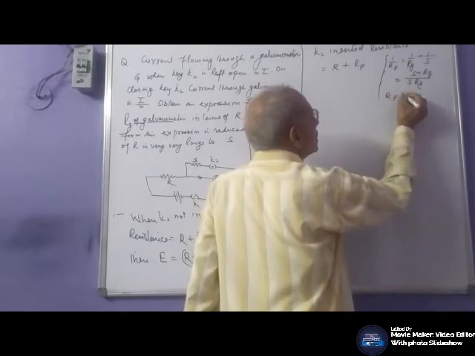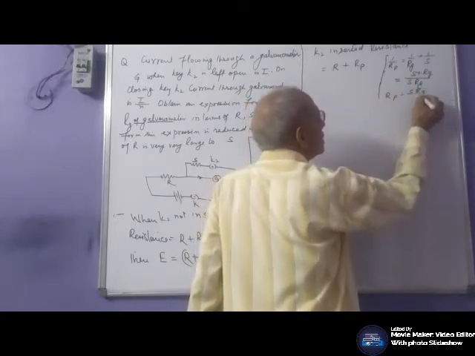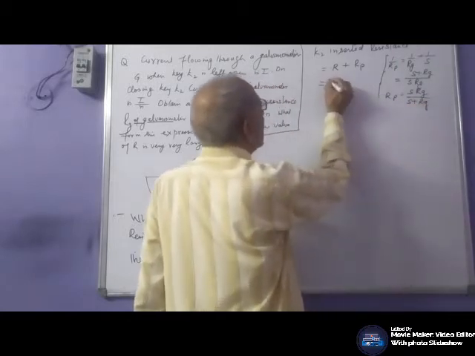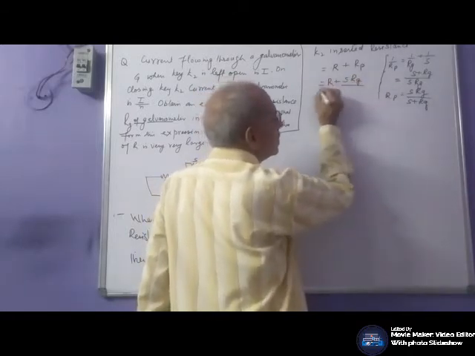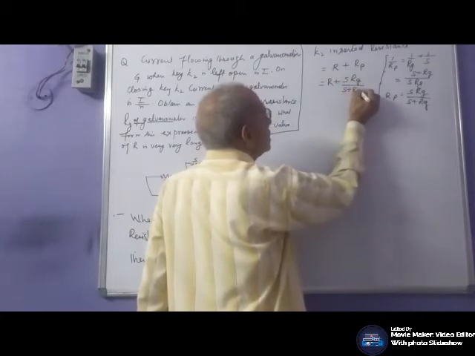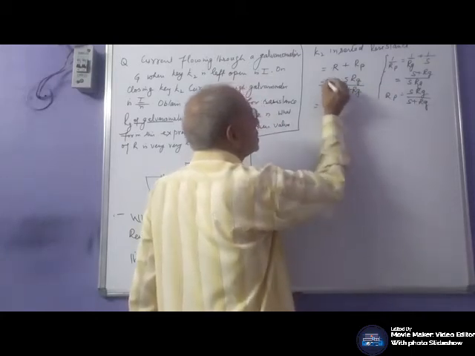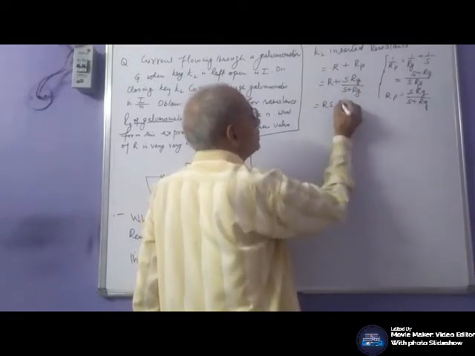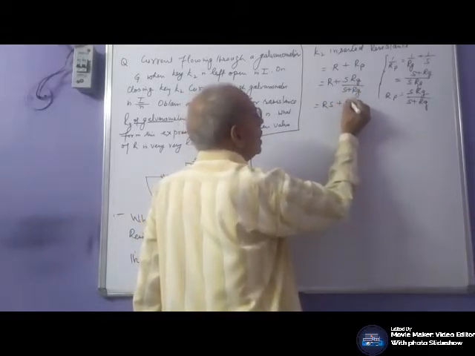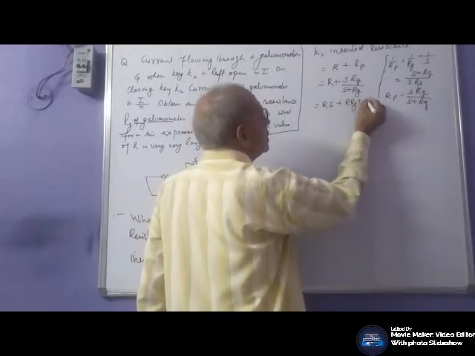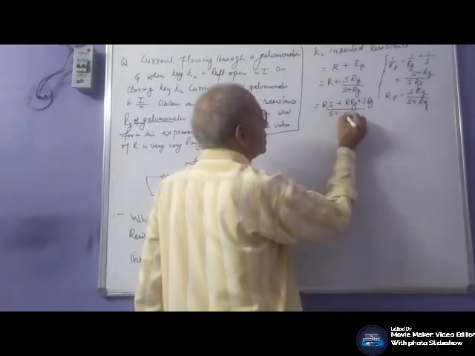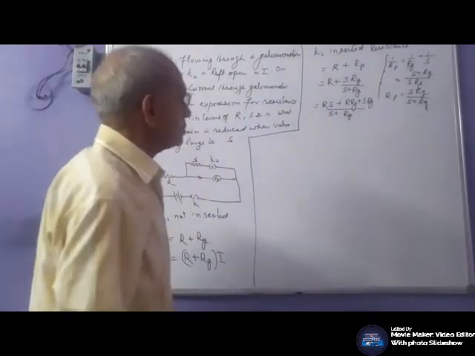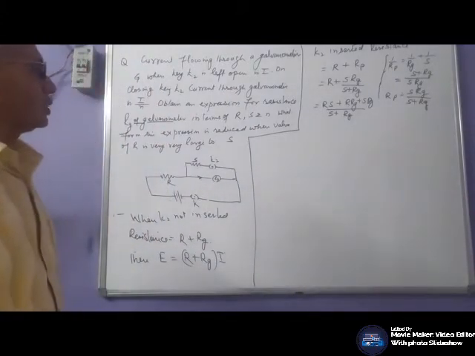Or Rp is S Rg by S plus Rg. It is Rs, S plus Rg is the LCM. So Rp is S Rg by S plus Rg. This is now the resistance.